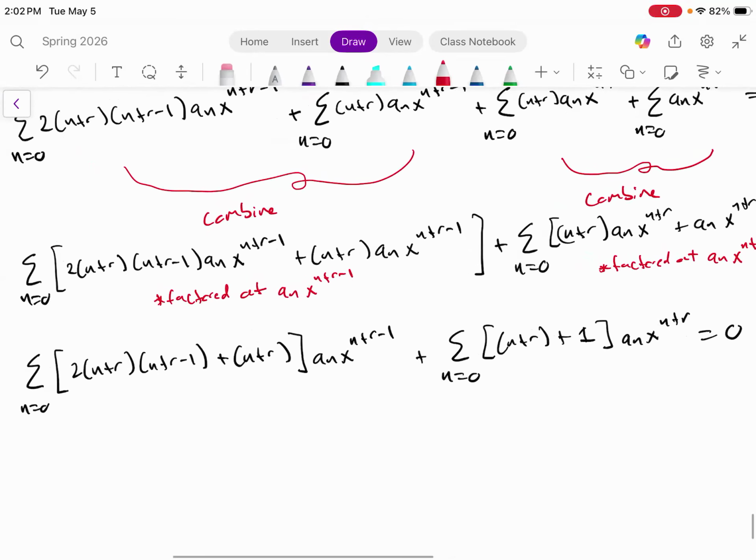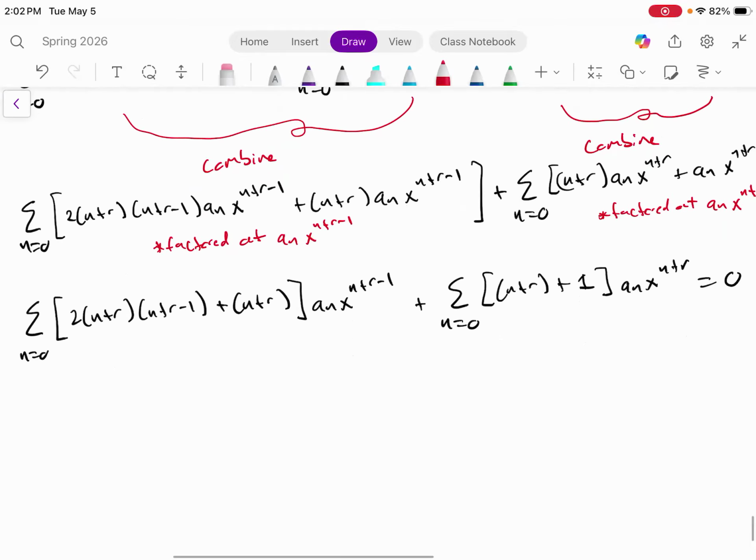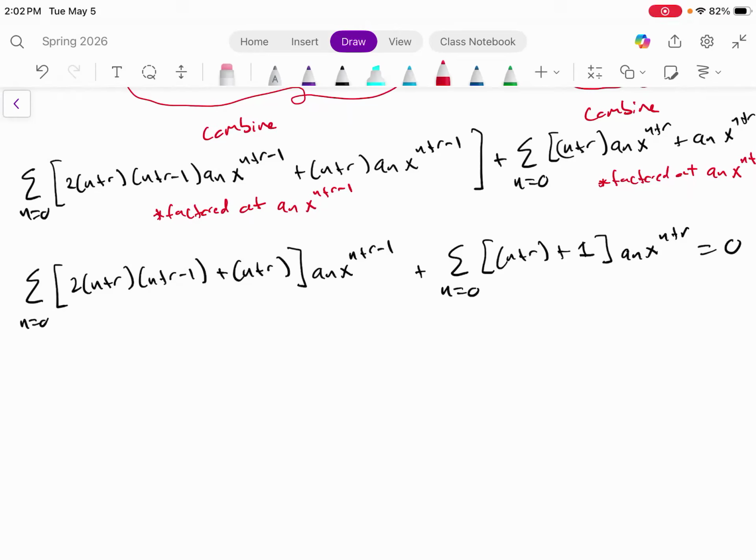Okay. So what can I do now? Well, let's look at this first term here. This first term, 2 times n plus r minus 1 plus n plus r. That's a little messy, a little repetitive. So we want to kind of clean that up a bit. So I'm going to just clean this up down below.